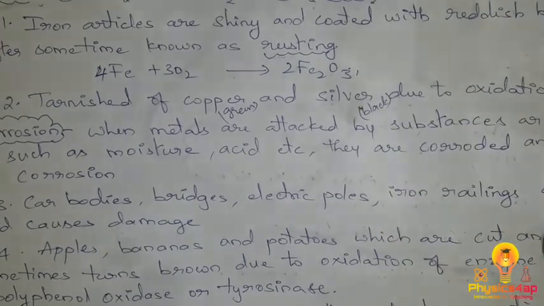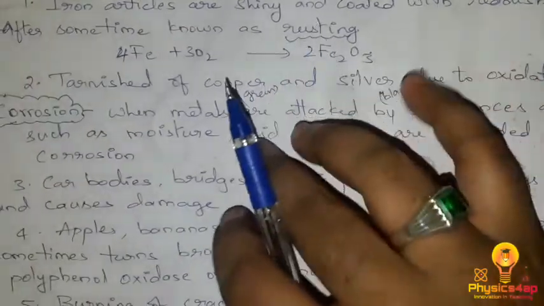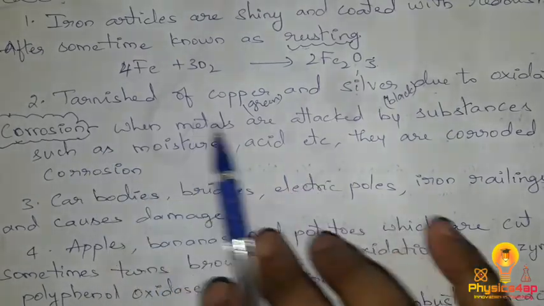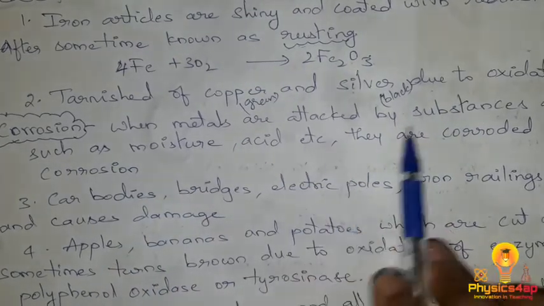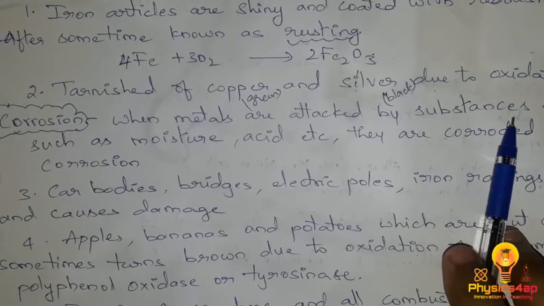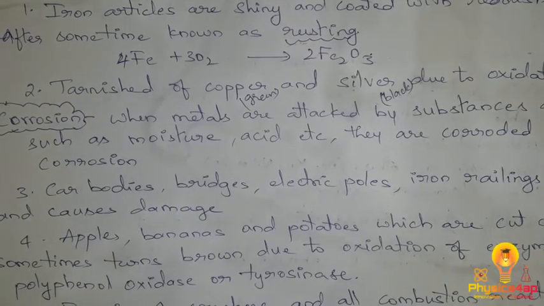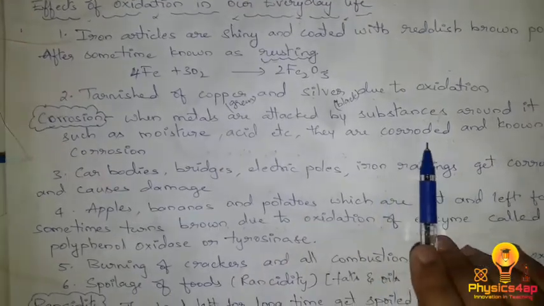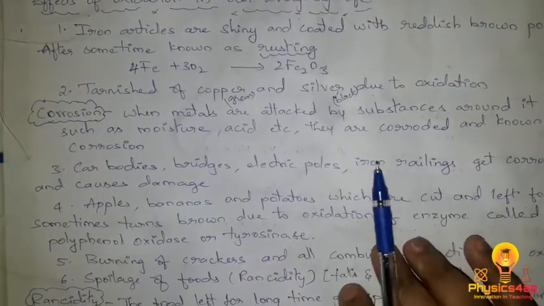So that is due to the oxidation over here. That we have a separate method which we call corrosion here. So corrosion means when metals are attacked by a substance around them, such as moisture and acid, etc. So they are being corroded, and this is known as corrosion here.